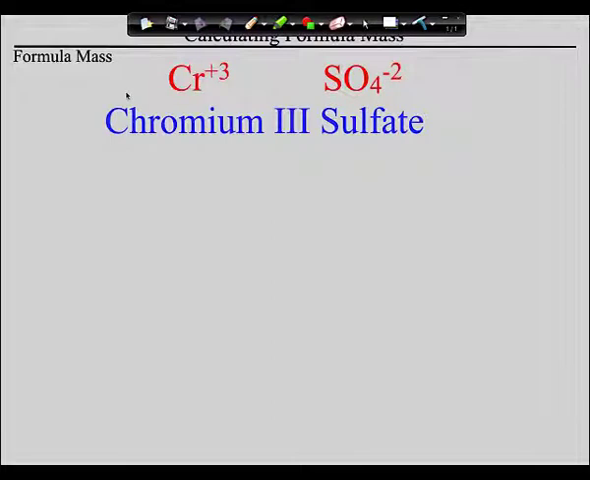Now guys, I know for the most part you're comfortable with this, but where do 3 and 2 meet up? 6. So how many Crs do we need? 2. How many SO4s do we need? 3. And it looks like this. That is chromium III sulfate.